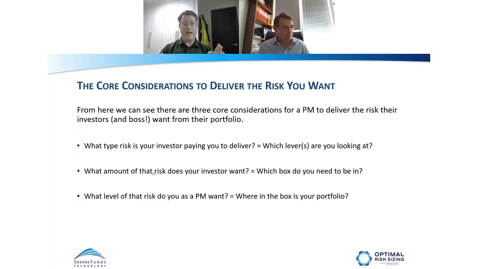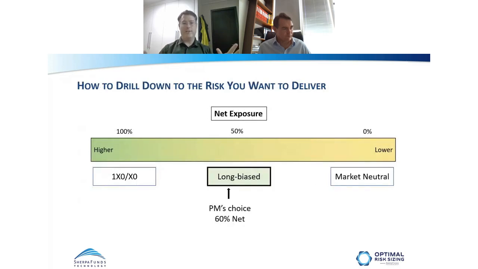And then you as a PM need to choose within that box, where do you want to try to be? If you can range anywhere in a long bias strategy from 40% to 60%, do you want to be at 50%? Do you want to be at 45? Do you want to be at 40? And so if we were to visualize this, very simply with our net exposure example and our long bias.